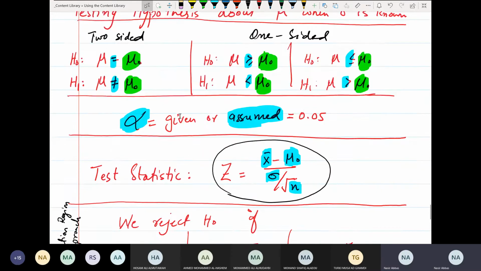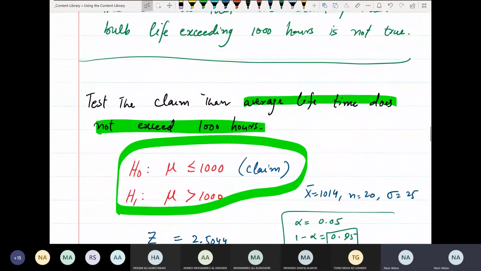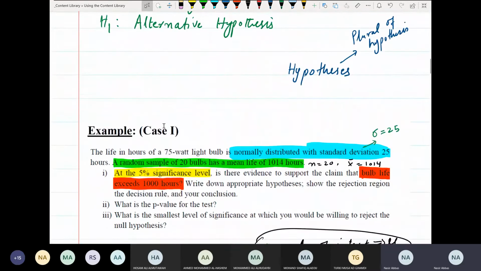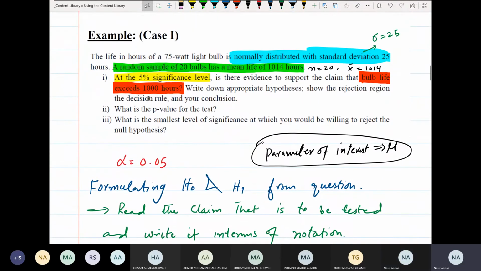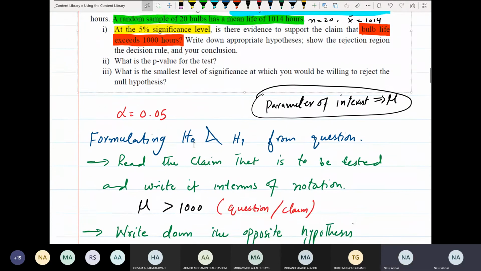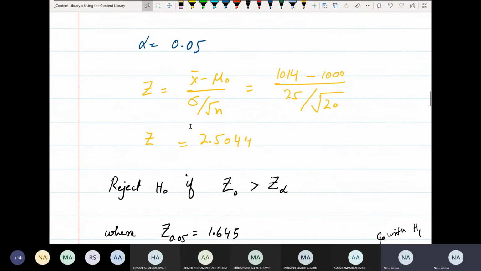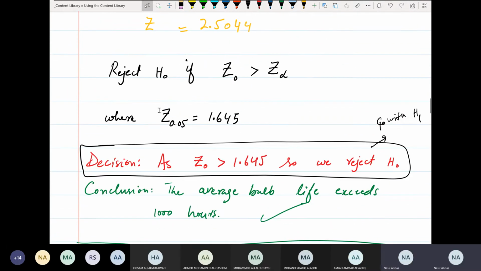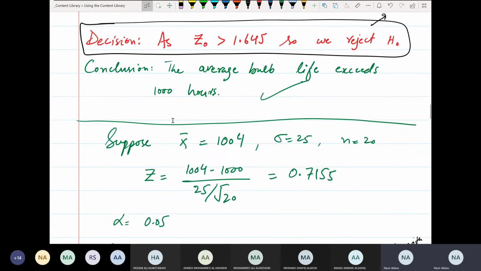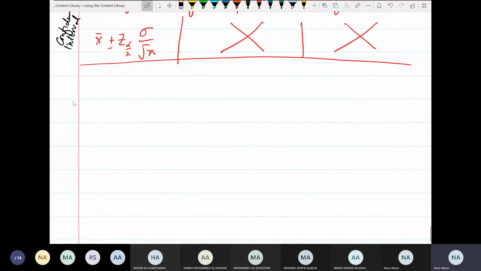Let me pick the question that we were solving today, and I'll solve the same question with all three approaches. This was the question we were solving. In that question, our Z value was 2.5044, and for alpha 5%, the critical value was 1.645. Let me pick a two-sided question so that we can compare all three approaches.